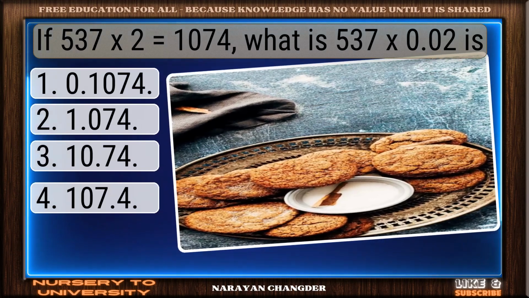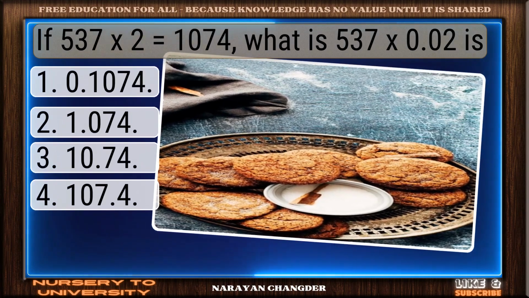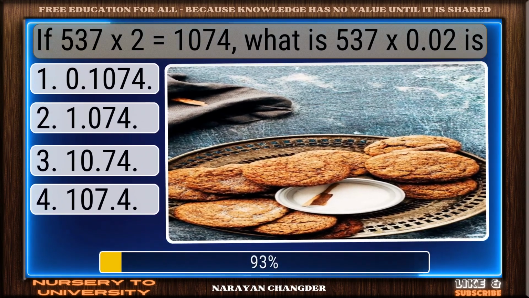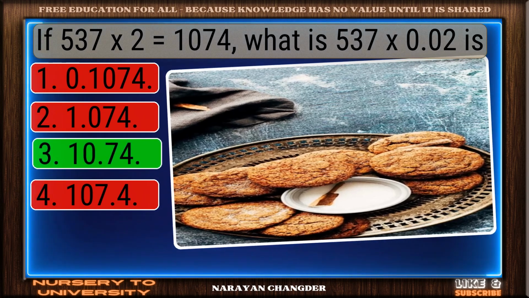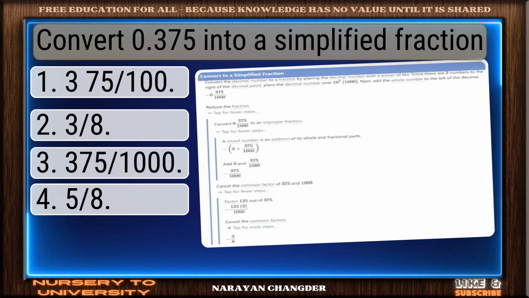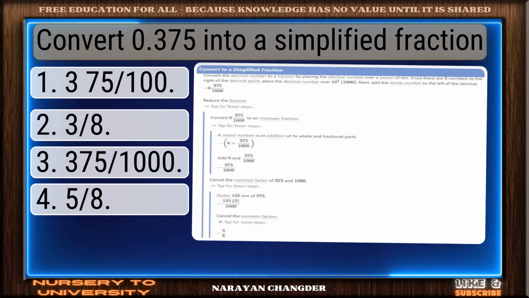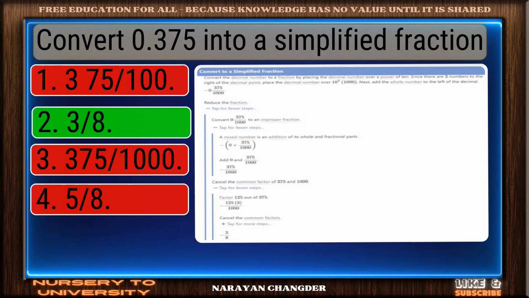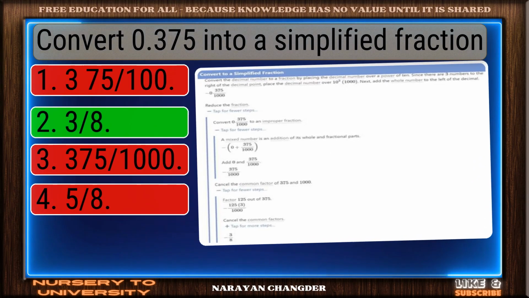Question number 49. If 537 times 2 equals 1074, what is 537 times 0.02? Strong choice. 10.74 is the right answer. Question number 50. Convert 0.375 into a simplified fraction. Well done. 3/8 is the right choice.